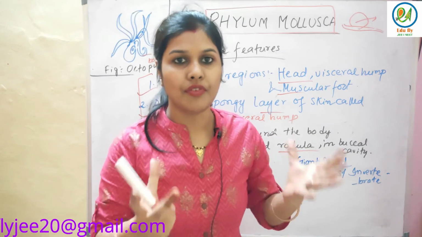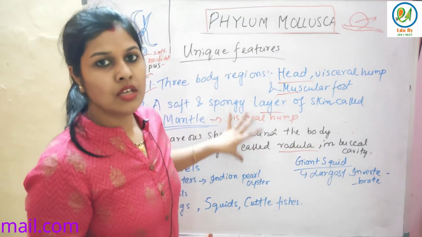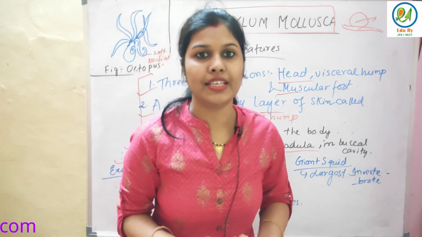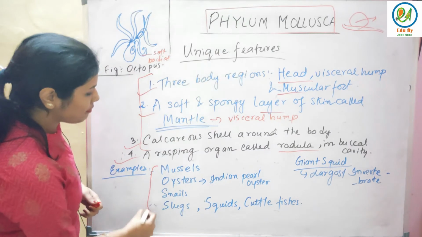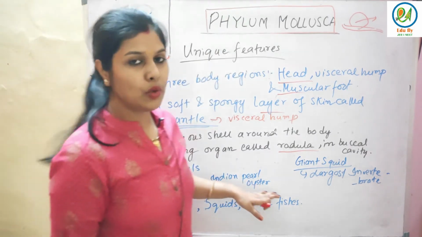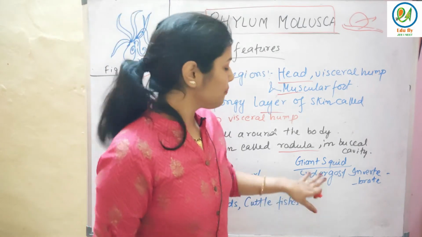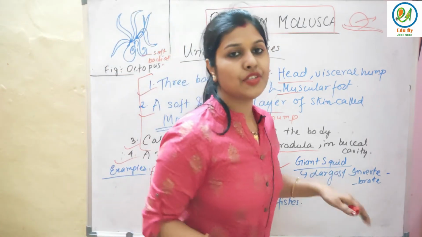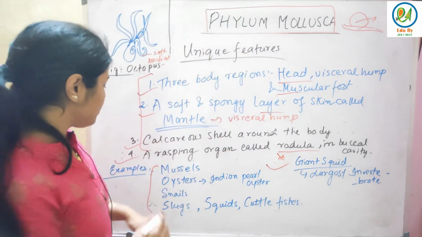This is the overview of mollusk that we have discussed. In short, I have given you these notes, so that if you're going for the exam, just revise the notes and go. And these are the important examples: mussels, oysters, the Indian pearl oyster. Next are snails, slugs, squids, cuttlefish. Giant squid is the largest invertebrate. Just remember this from NEET point of view. Examples are very important.